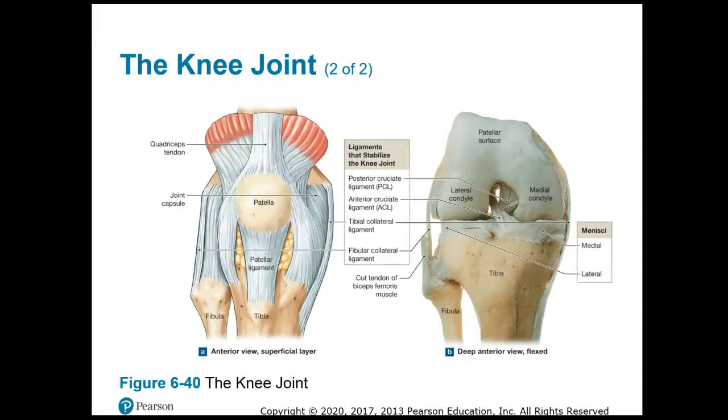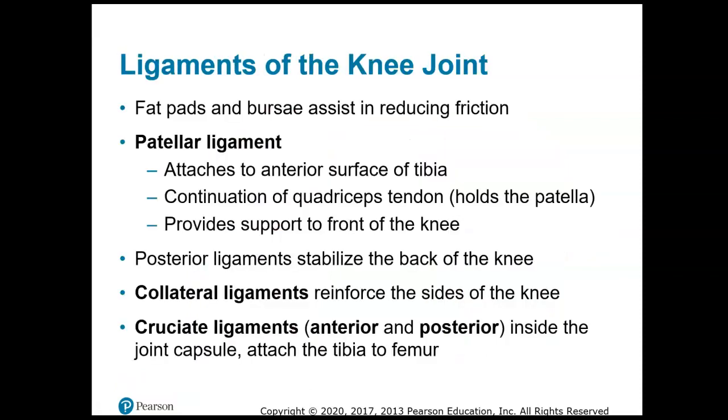And then there's a little bit of information on the knee joint. Here are the pictures I was looking for. Here's your ACL and your PCL. See how they cross? ACL, PCL, and they basically hold together the tibia and the femur. Cruciate ligaments attach the tibia to the femur.